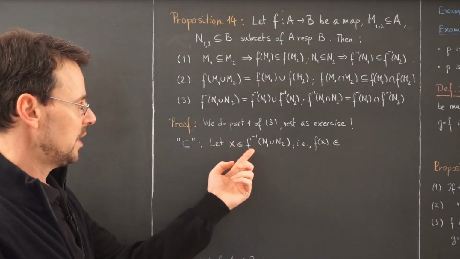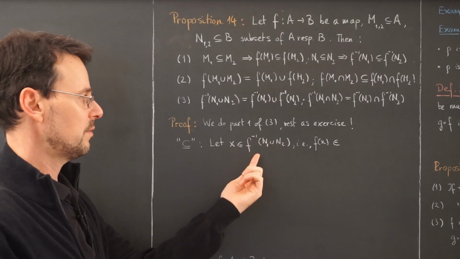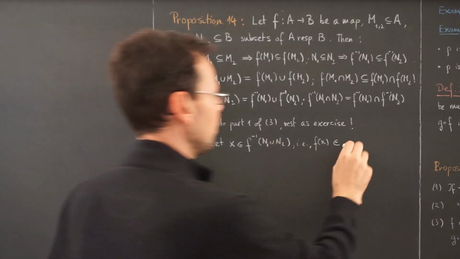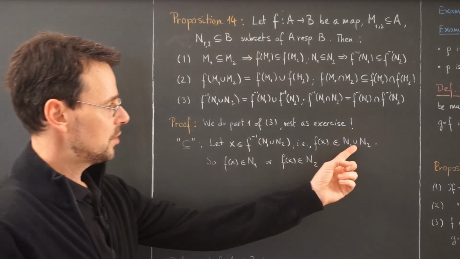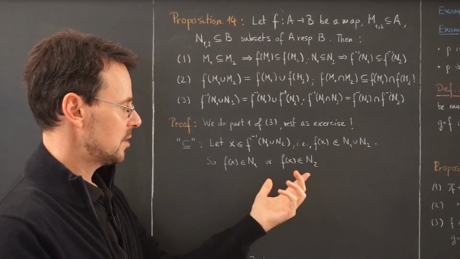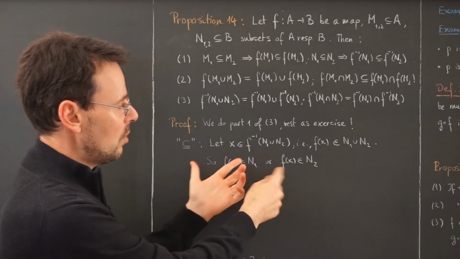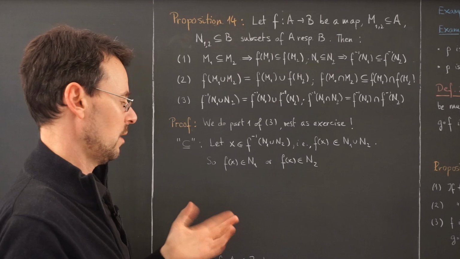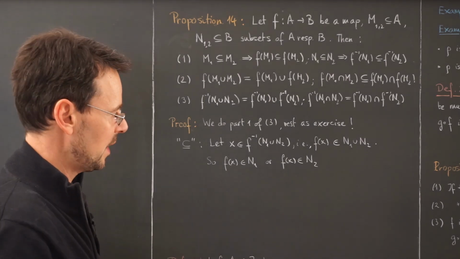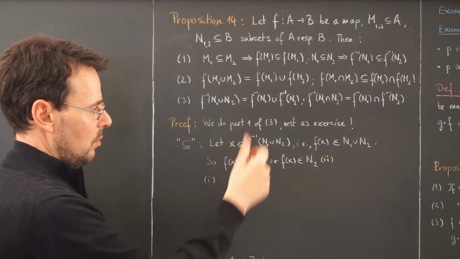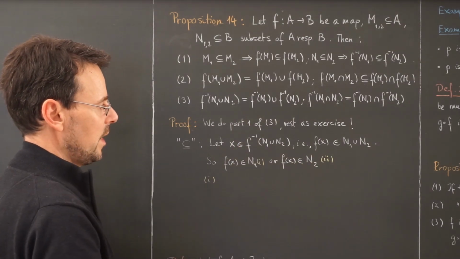Now what does this mean? We simply have to apply the definition of the preimage. This means that f of x lies here. Now comes the definition of the union of sets. As explained before, this means that f of x lies in n1 or f of x lies in n2. It can also lie in both at the same time, but that's not important here. So this here I call I or 1, and this here I call double I.